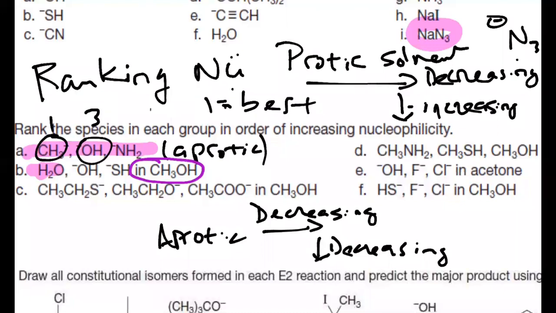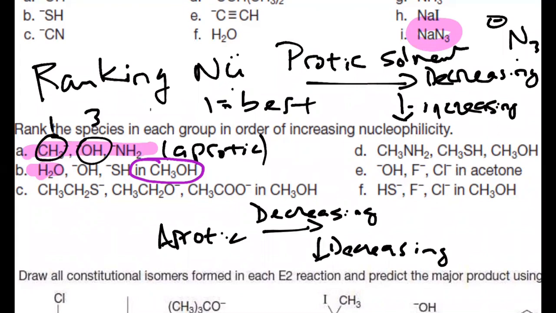The hydroxide. Yeah, the hydroxide because it's negative. And then between the hydroxide and the sulfur, which one is best? Think about the periodic table. We're in a protic solvent. So decreasing from left to right, increasing from top to bottom. Sulfur is under oxygen. So is sulfur a better nucleophile?